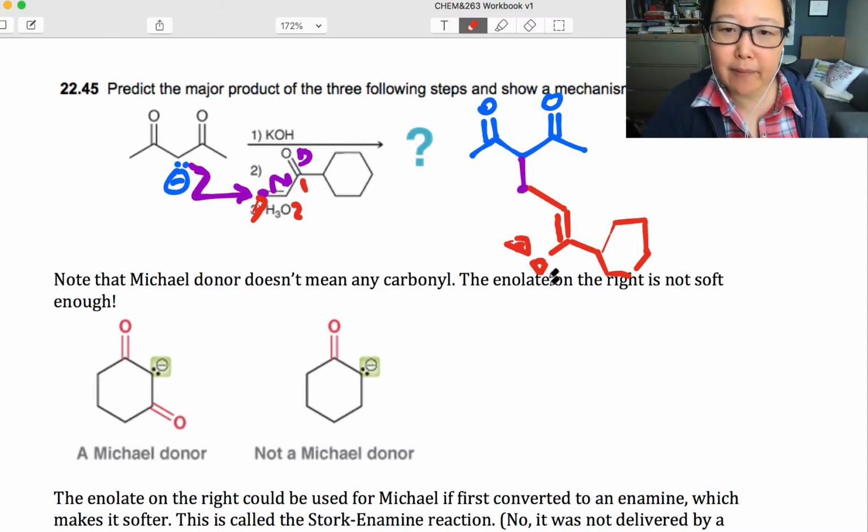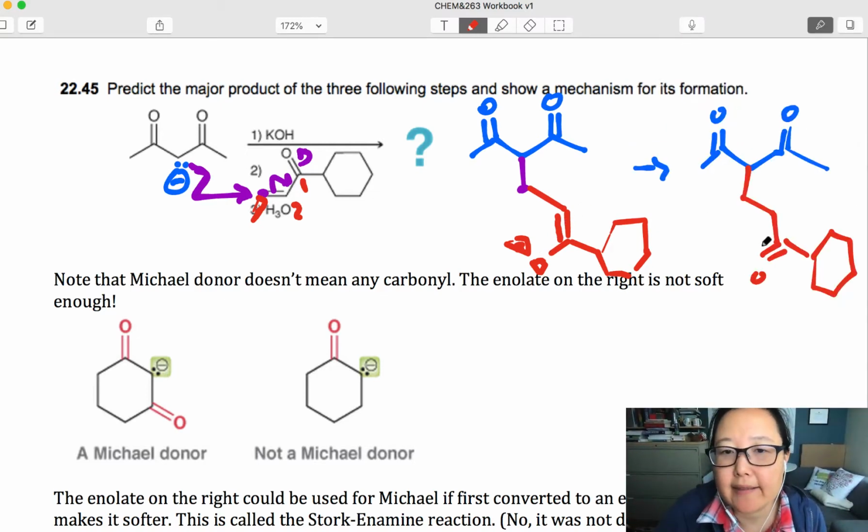Now at that point, remember this gets neutralized and then we have the tautomerization. So then I won't see a pi bond here. So my final product is going to be this one here.